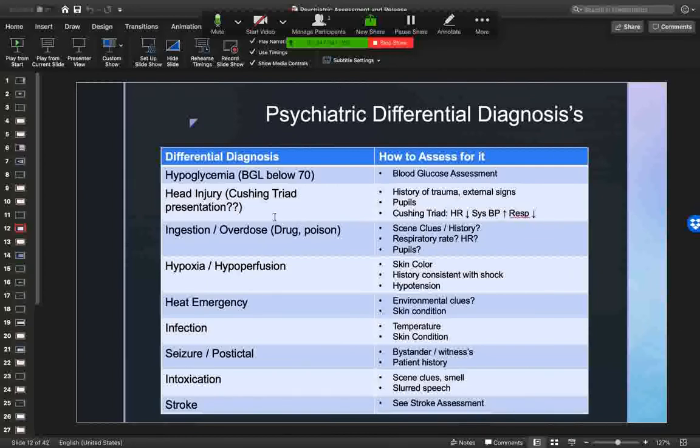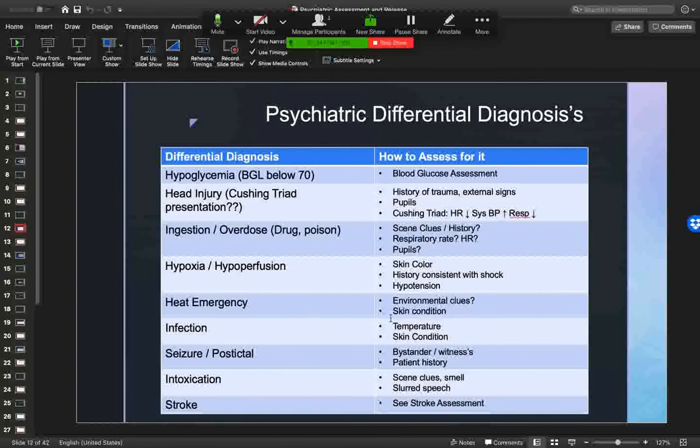So the idea of this chart, guys, is you should be thinking on every single psychiatric patient. We should be at least going through this and ruling out each one. Do they have hypoglycemia? No. We did a blood glucose assessment. Do they have head injury? No. There's no signs of trauma. There's no mechanism. All their vitals are normal. Okay. Ingestion overdose. Well, there's no indication to think that. The respiratory rate's good. The pupils are good. Okay, great. Hypoxia. Again, skin color is good. No mechanism for shock. Vitals are normal.